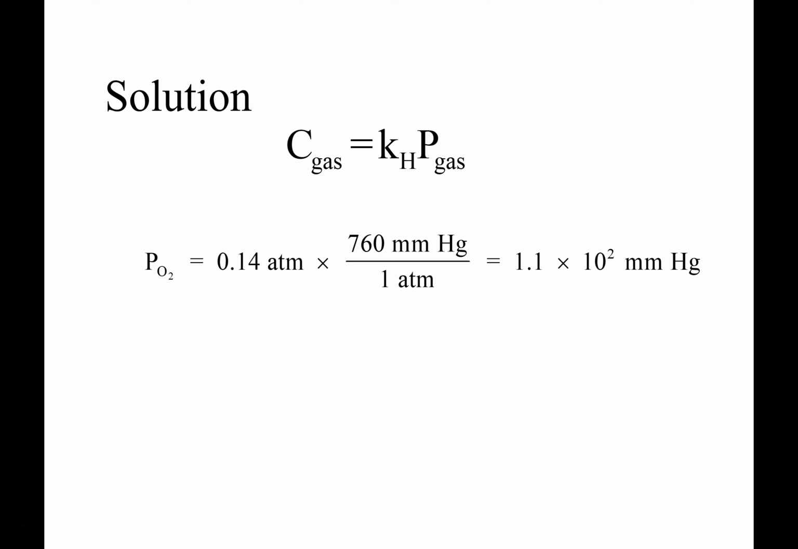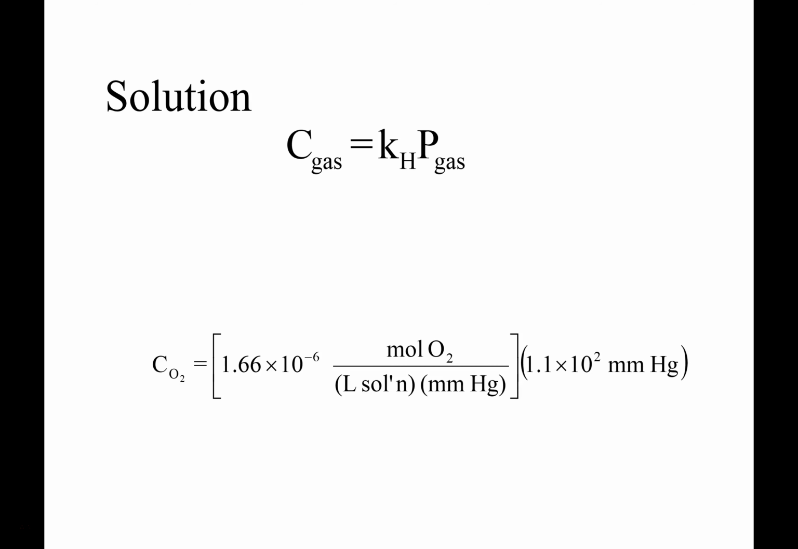Jot that down. And that's one thing, hopefully you know by now: 1 atmosphere is equal to exactly 760 millimeters of mercury. So that's going to be my pressure I plug in up here. Then I can go ahead and apply Henry's law.